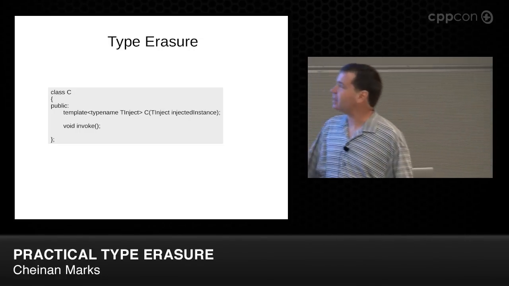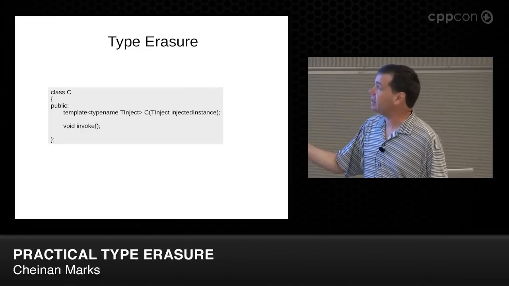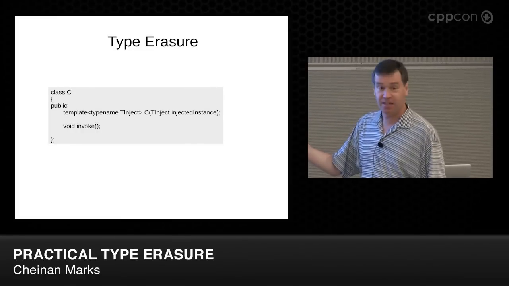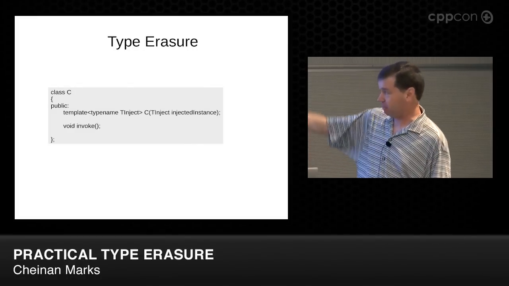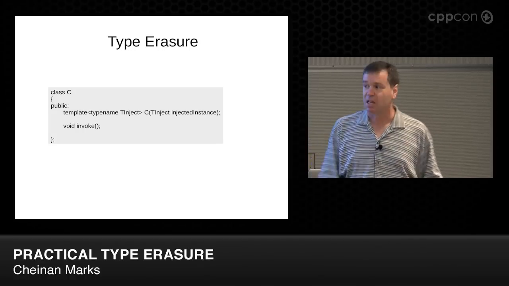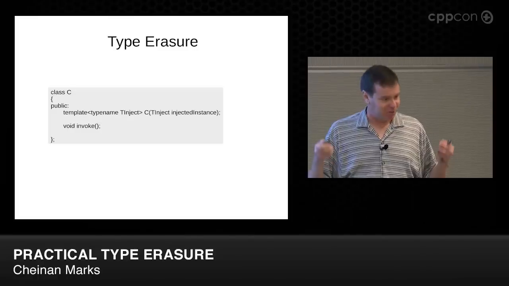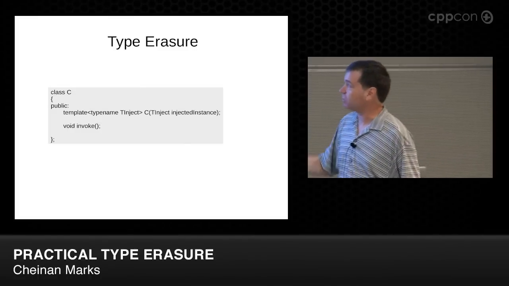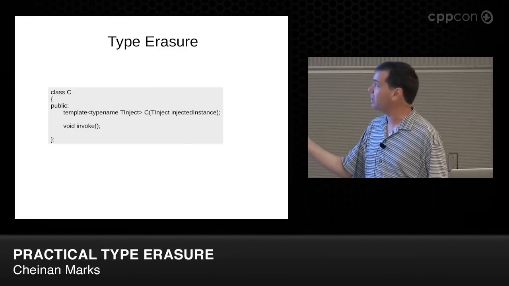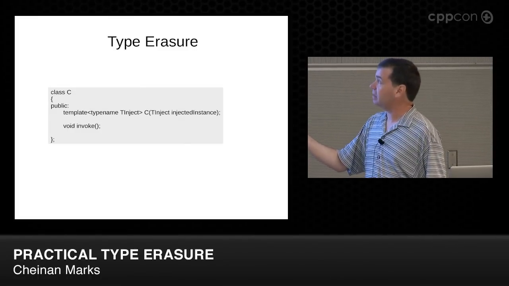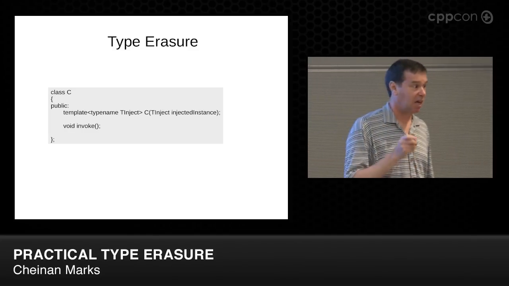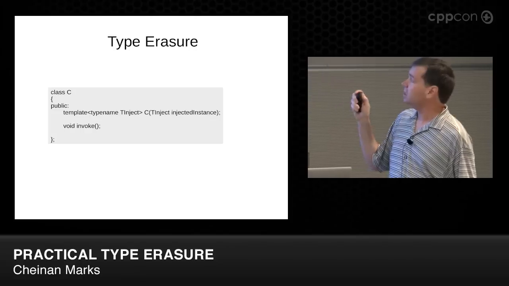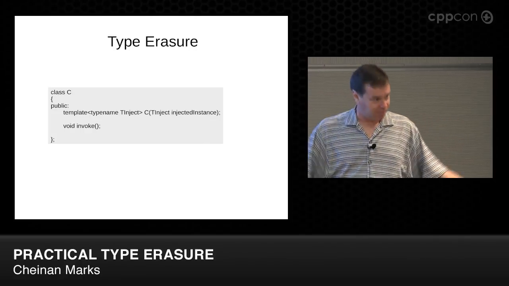What you need to realize, however, is that class C is not parameterized on TInject. So I can't just put a member variable of type TInject and invoke it. There has to be some magic to make this actually work, because only the constructor knows what TInject's type is. The class does not know, and neither does the invoke method. Neither one of those is templatized on the injected class. So how does that work?